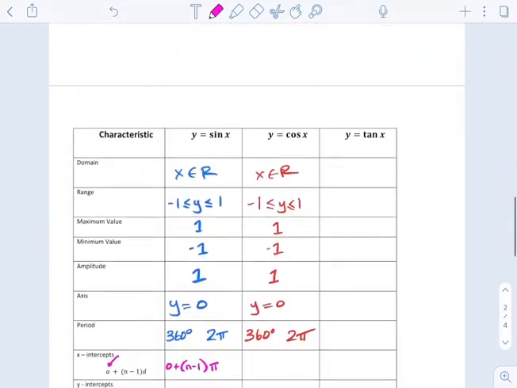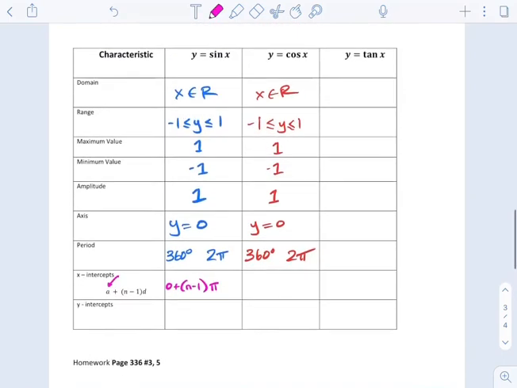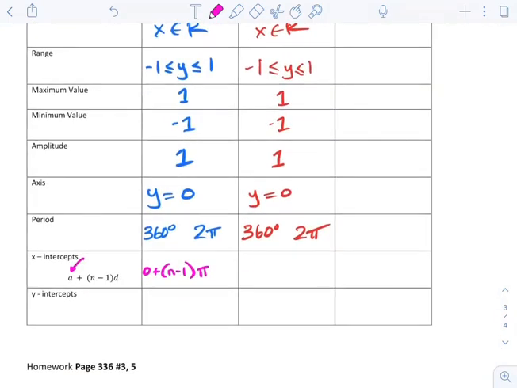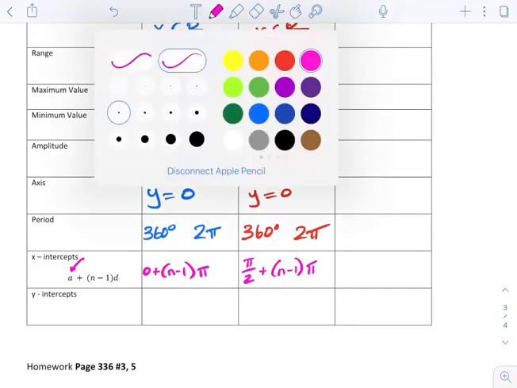So that's our A value. So I'm going to write that out here. So A is the first one. Where does that happen? Pi over 2 plus n minus 1. And how far apart are they? They're pi apart from each other. I can distribute inside and simplify if we wanted to. We don't need to.